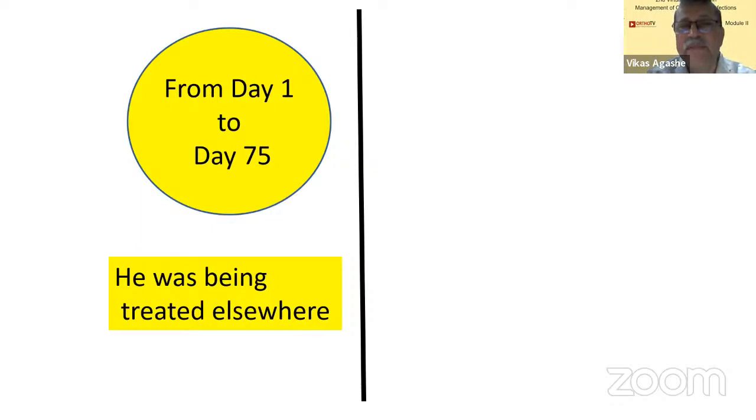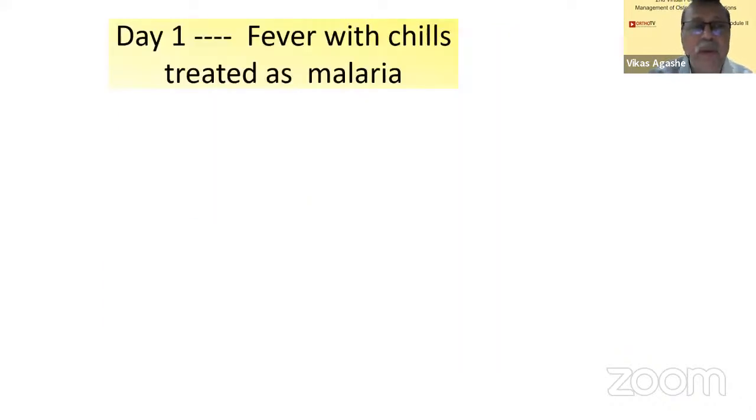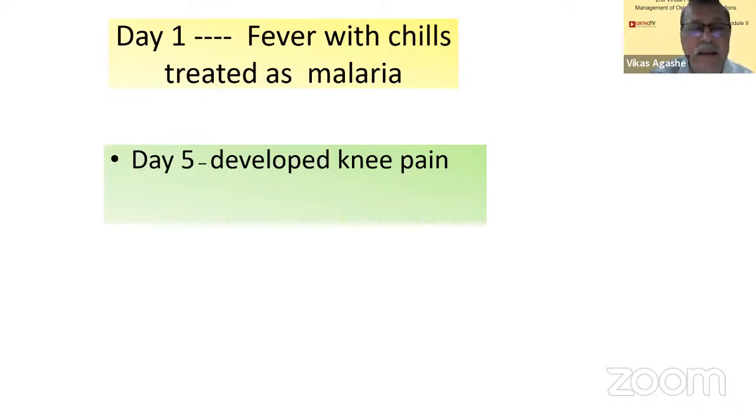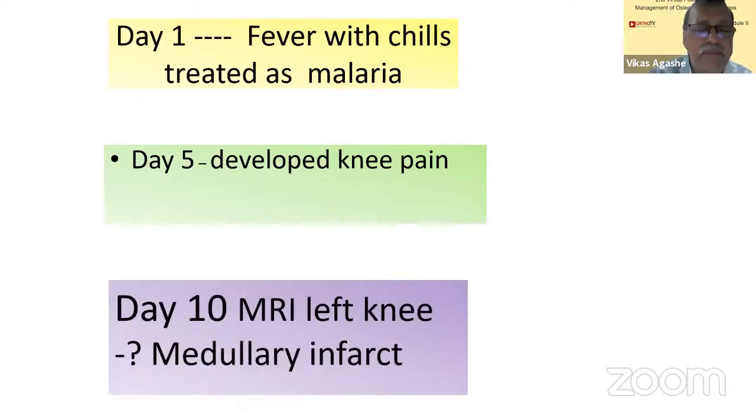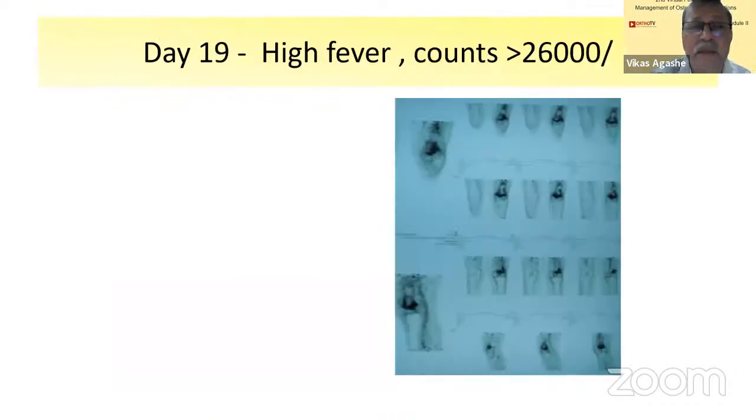From day 1 to day 75, he was being treated elsewhere. And from 75 onwards, he was under our care. So day 1, he had fever with rigors. He was treated as malaria. He developed knee pain in a week's time. The pain was continuous. He was febrile. Therefore, an MRI was done and it was reported as medullary infarct. His fever persisted in spite of antibiotics.